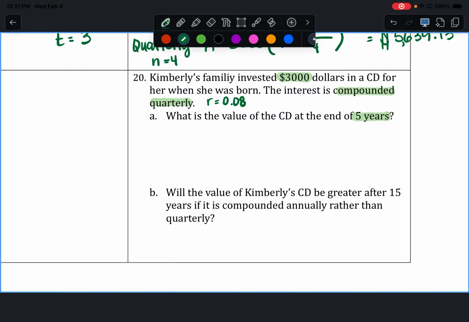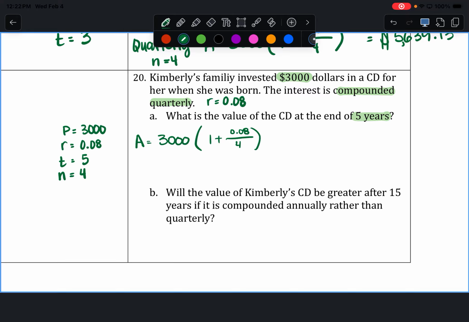Okay. So right now, what is our principal amount? What do we start with? All right. What is our interest rate? 0.08. What is our time that we're looking at? Now for A, it is being compounded quarterly, so that means n is 4. So now we're going to write this out. So A is equal to, how would I set it up? 3,000 parentheses 1 plus 0.08 over 4.